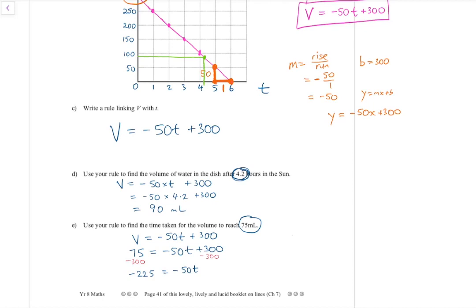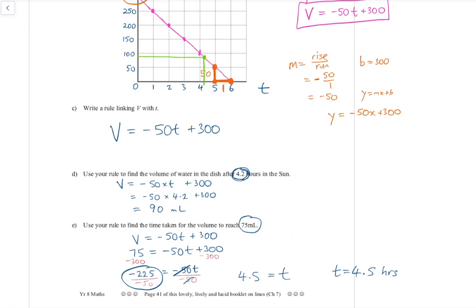The whole idea is to get t by itself because I want to know what the time is. So I'm going to divide both sides by minus 50 because the t is being times by minus 50, and the opposite of multiplying is dividing. Now when I do that, the minus 50s will cancel each other out. I'll be left with t on the right of the equal sign. What's minus 225 over minus 50? Well, if you put that in the calculator, you'll get 4.5. So the time is 4.5 hours.